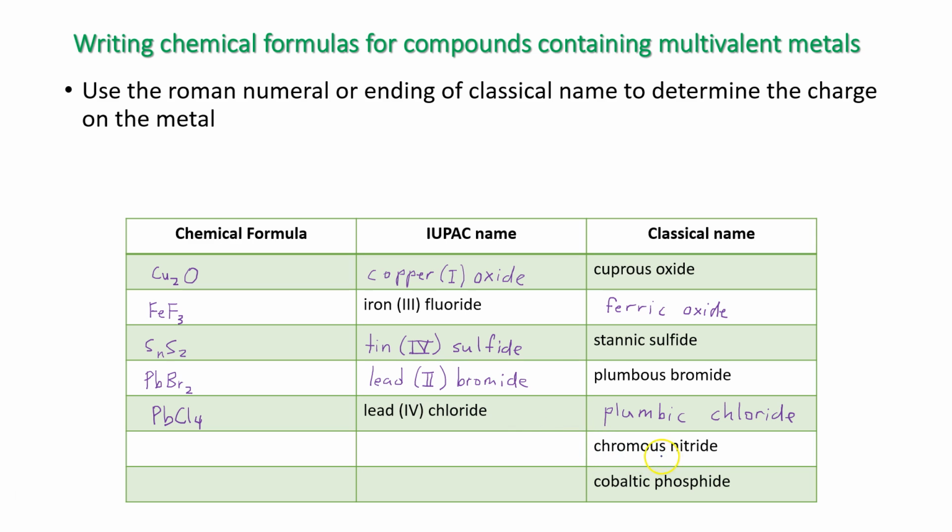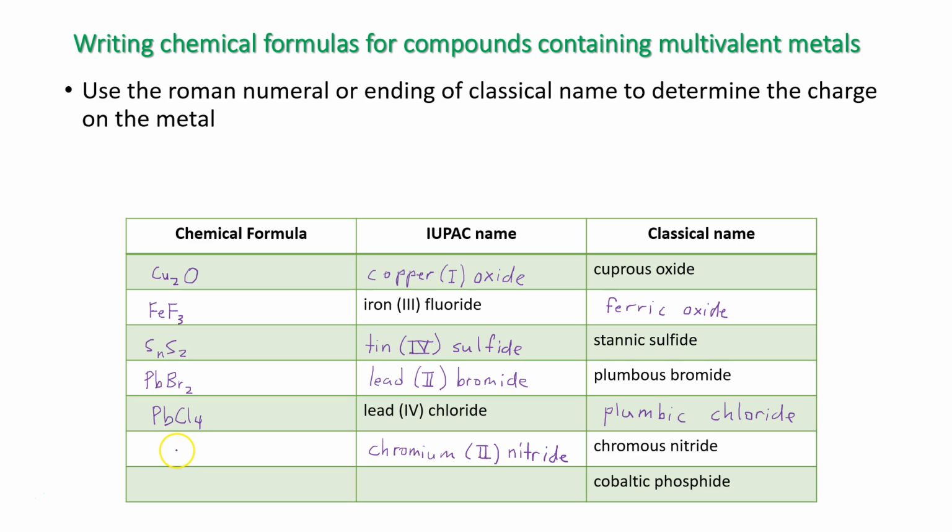Okay, next one we have chromous nitride. There are two forms of chromium: chromous and chromic. Chromous is +2 and chromic is +3. So this is chromium 2 nitride. Nitrogen, if it's bonding to a metal, will have a charge of -3.